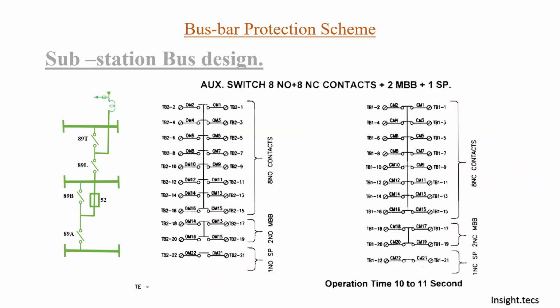See again over here, you can see in this kind of drawing OM2 and OM1 indicate the list of NO contacts. This is CM1, CM2 indicating the list of NC contacts. Then there are other MBB contacts mentioned over here.